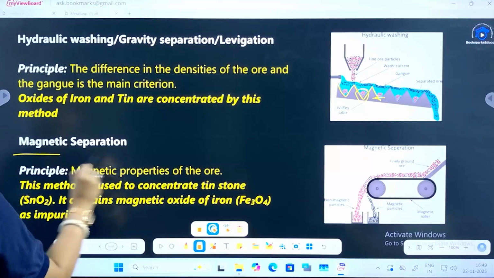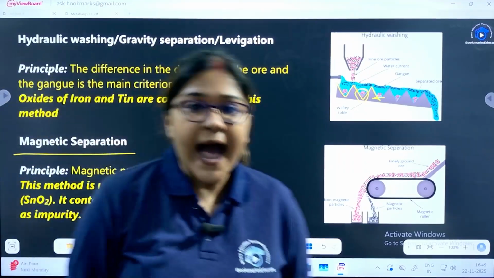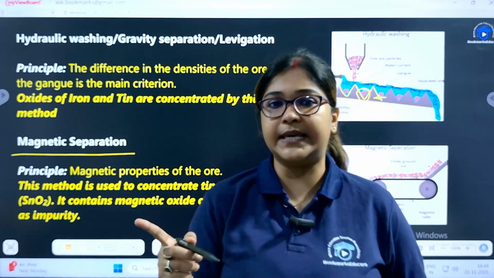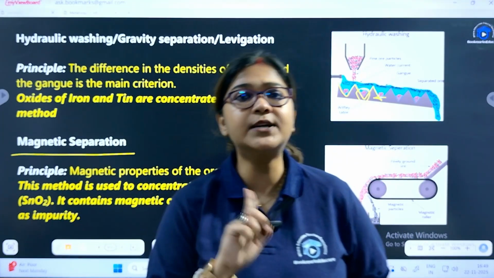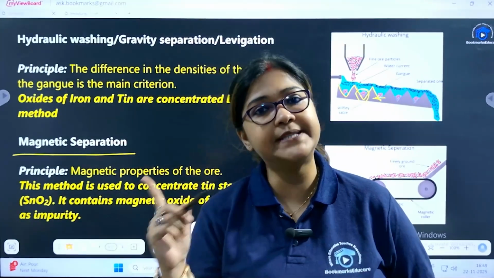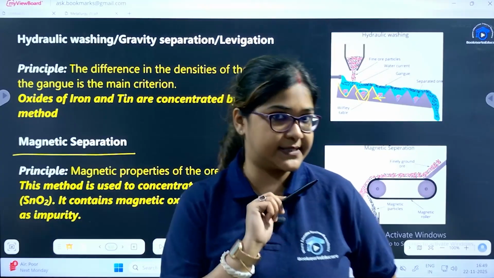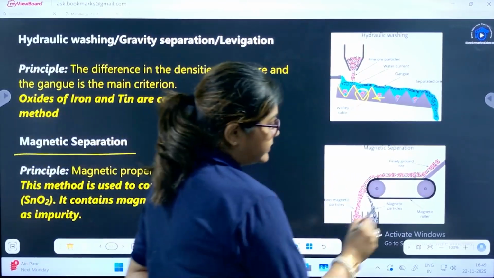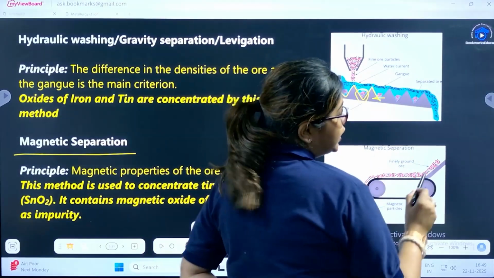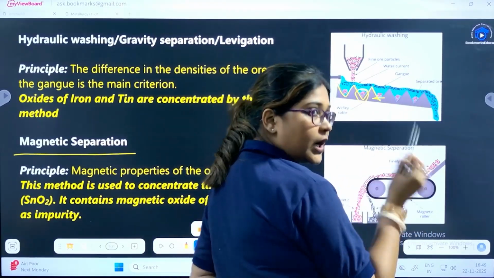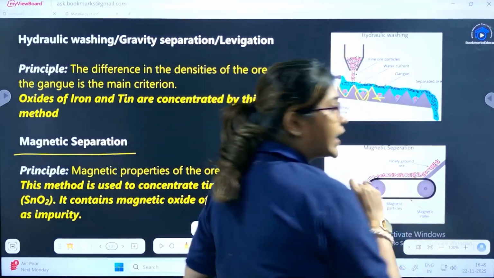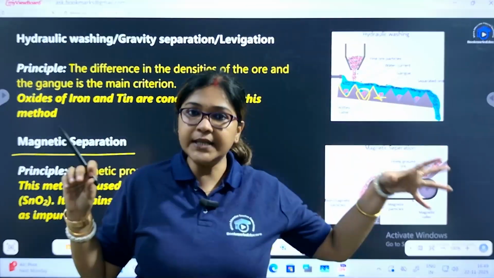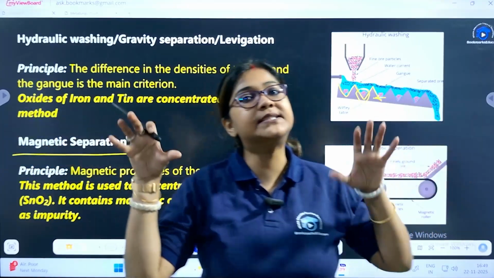Next is magnetic separation. As the term magnetic separation suggests, the principle is that magnetic ores or magnetic impurities can be separated using this method. How? You see that in the figure there is a conveyor belt. You flush the ore with the impurity through the conveyor belt, which is rotating on two wheels. One wheel is non-magnetic and the other wheel is magnetic.